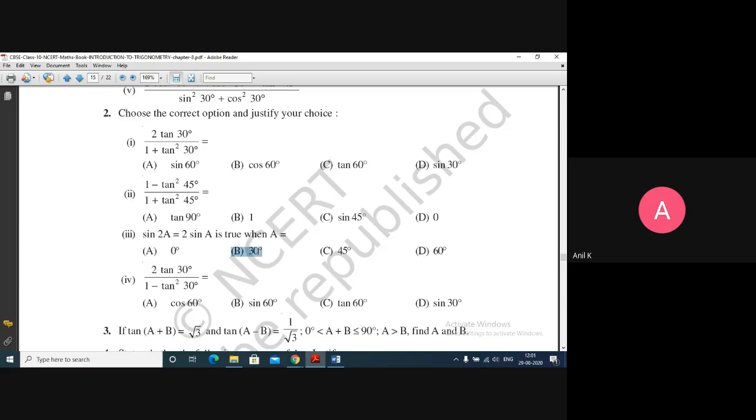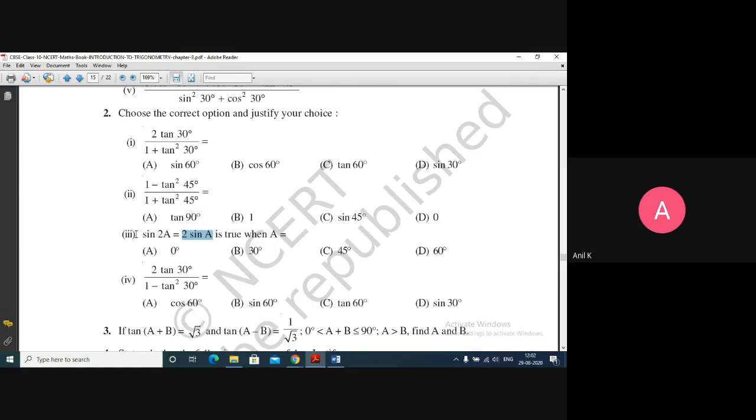If you want to try with 30 degrees, for example, if I go for sin 2A, if I take A as 30 degrees, 2 into 30 is 60. That means sin 60 value. Sin 60 is root 3 by 2. That is the LHS value. If I go for the RHS, that is 2 sin A. A value I have taken as 30, so sin 30 is 1 by 2. 2 into 1 by 2 is 1.